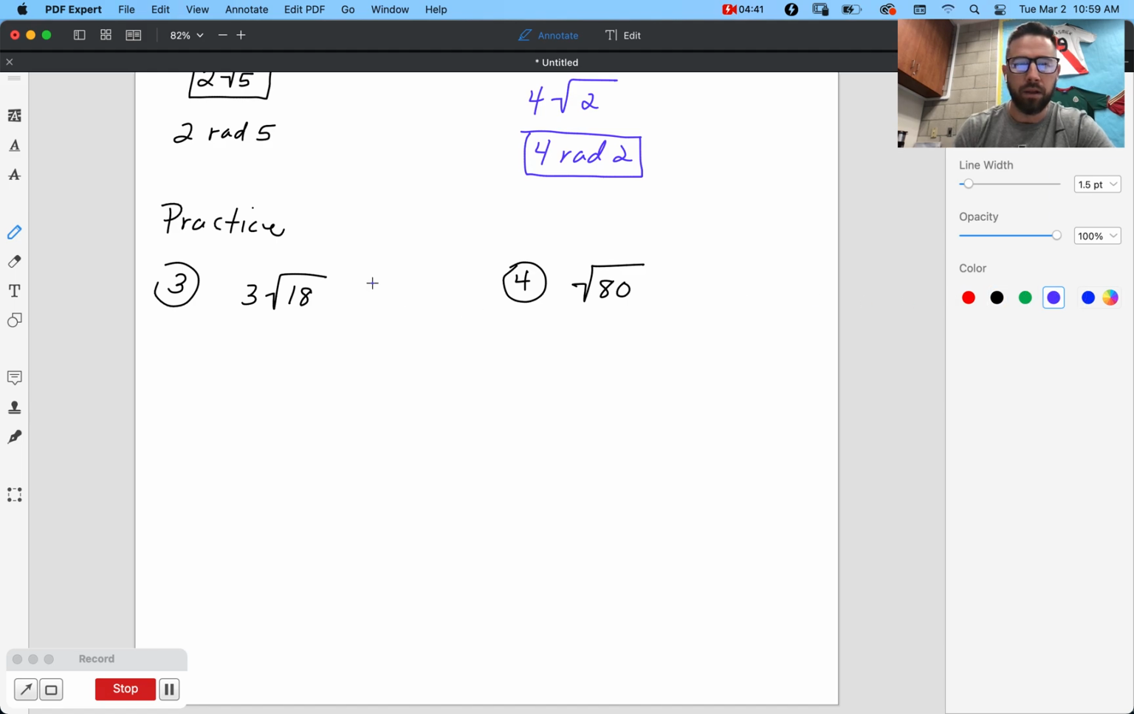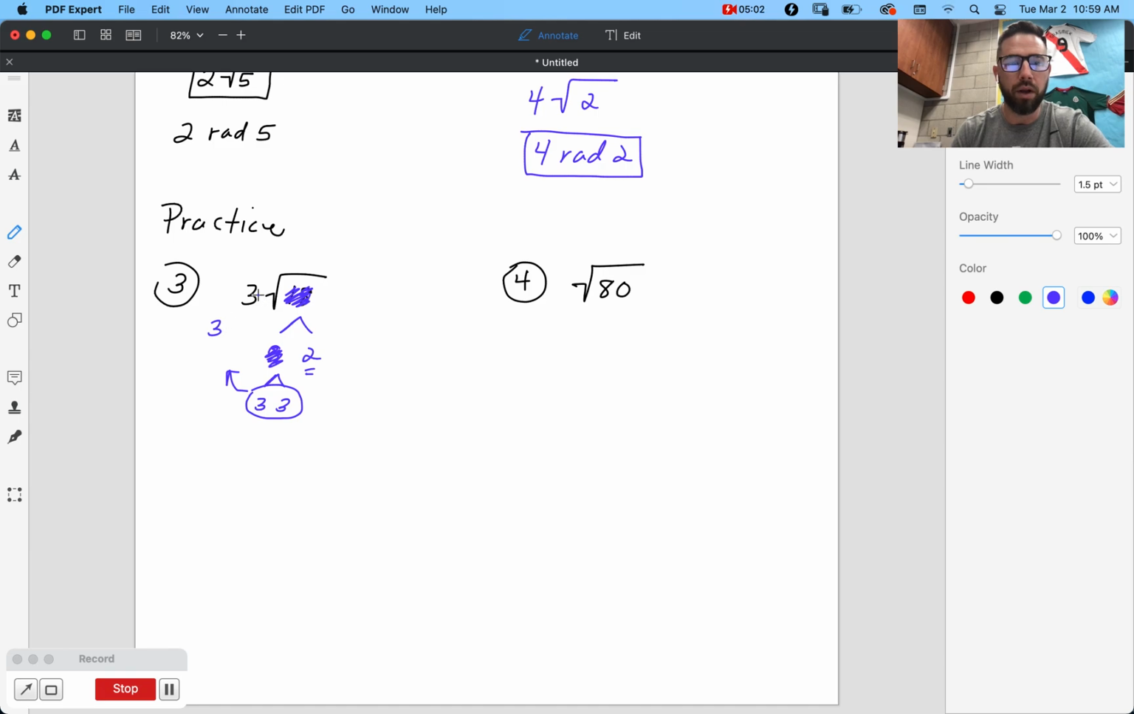All righty. So we have 3 root 18 here. I'm going to break down the 18 to be 9 and 2. You could have done 6 and 3. It still would have worked. And here I've got 3 and 3. There's my pair of 3's. It's coming out on the outside as a 3. And I have my leftovers on the inside.